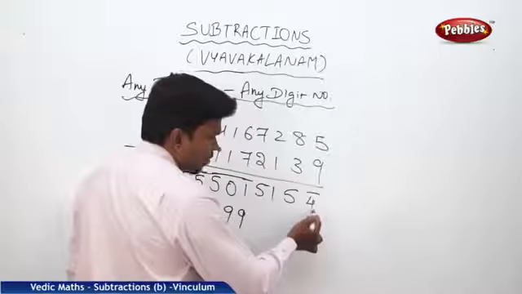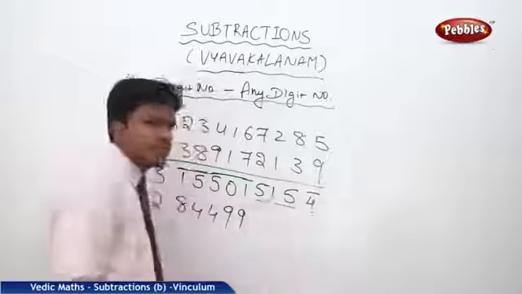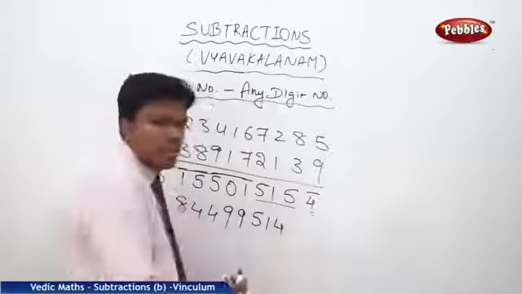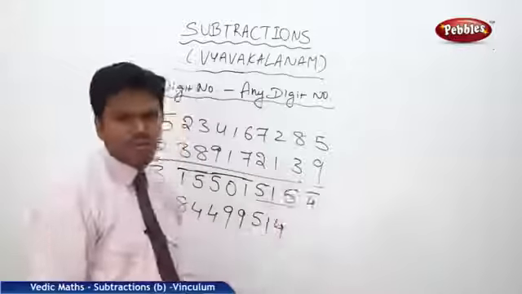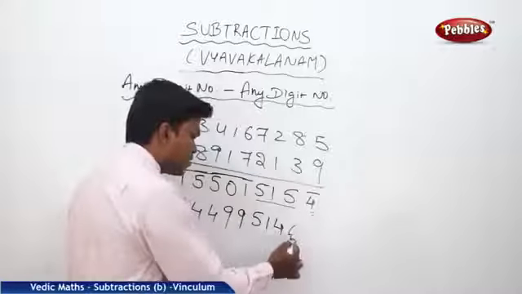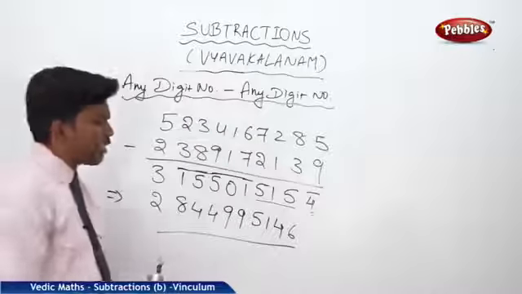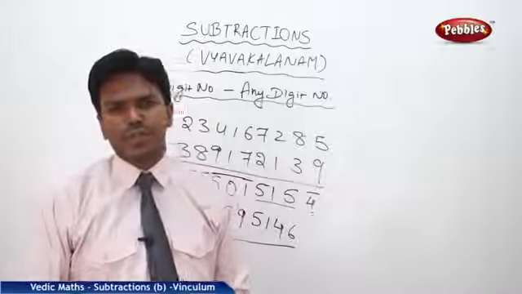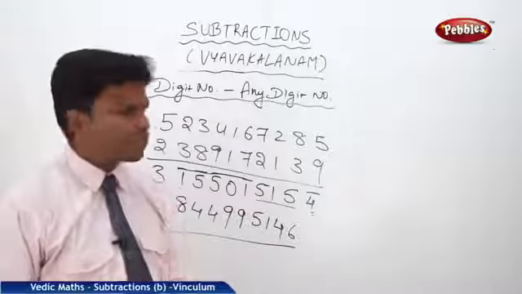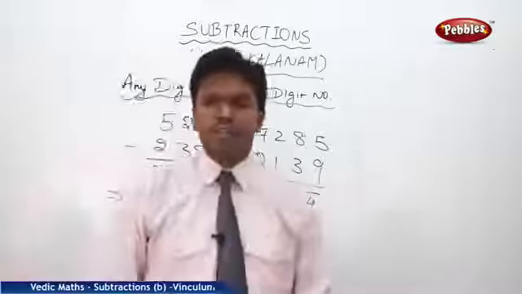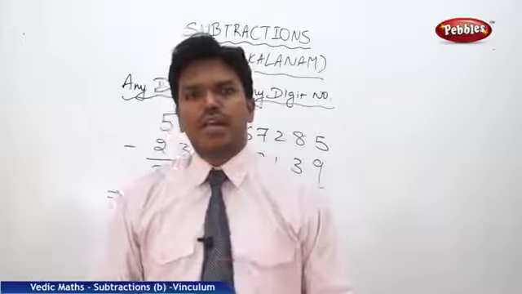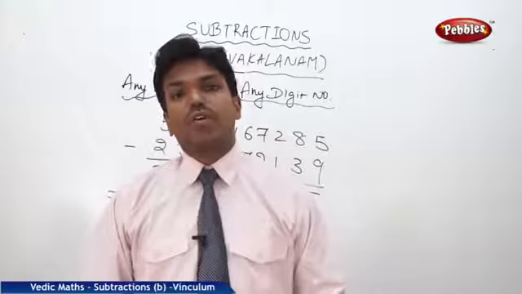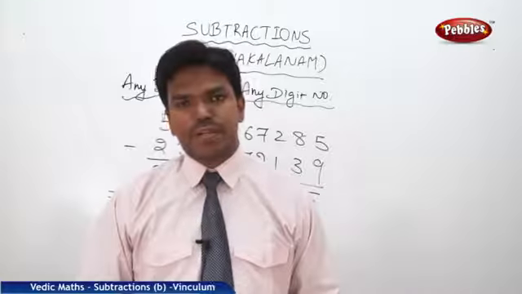Anyhow, the number before the bar is how much? 5, 1, 5. So this should be reduced by 1. So 5, 1, 5 becomes 5, 1, 4. And 4 bar, its complement is 6. So your answer is how much? 2, 8, 4, 4, 9, 9, 5, 1, 4, 6. So like this, in an easy way we can do the subtractions. Thank you. Now we will see the next way of subtraction, which we call the match and mismatch method.